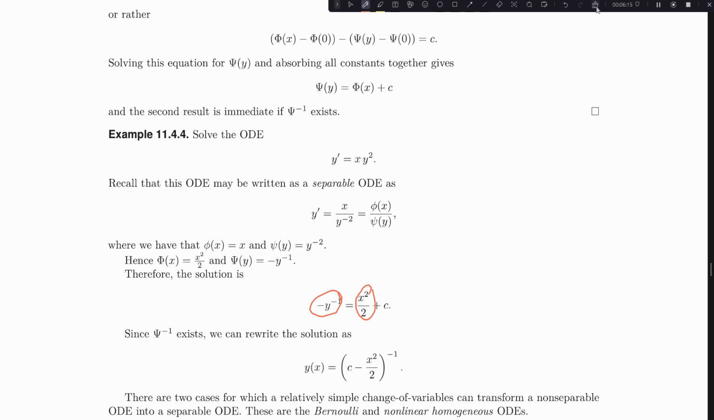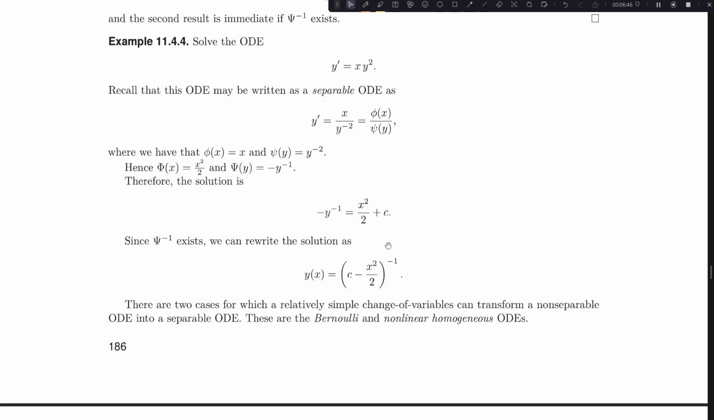And then if we want to reduce that to an explicit solution, this is a very, very easy function to invert, right? I'm just going to take the negative of both sides. Technically, I'm absorbing a negative sign into my constant, but I'm going to take the negative of both sides and then the reciprocal of both sides, and I recover my solution. So this is the solution to the nonlinear ODE, which is given by that.